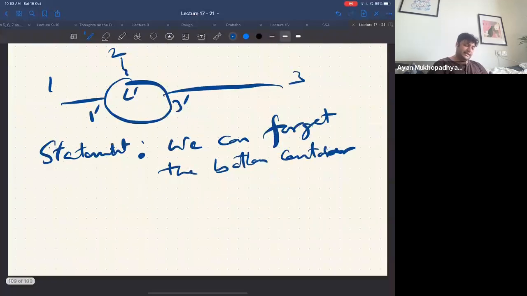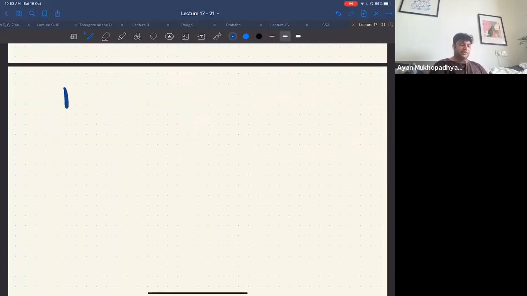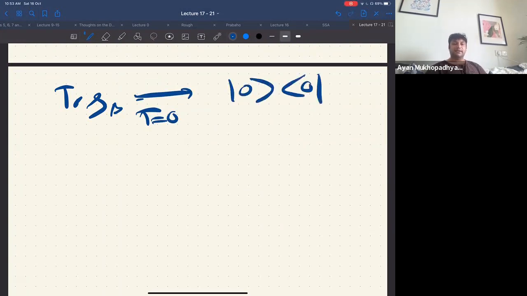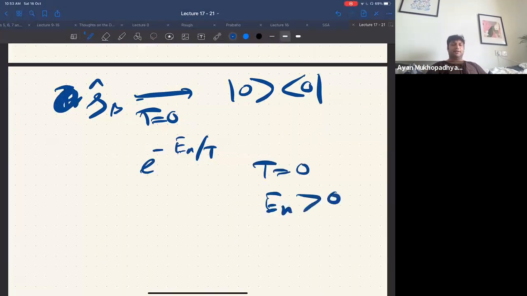That is, essentially, if you take trace rho beta, and then you take the T goes to 0 limit, it is nothing but the vacuum density matrix, right? This density matrix becomes, at T equal to 0, just the vacuum density matrix, because all the other things decouple, e to the power minus E_n by T. When T goes to 0, E_n is greater than 0. That's how we always normalize our energies. Then this goes to 0, except for E_n equal to 0, so we always take the ground state energy to be 0. And that is the only thing that contributes.